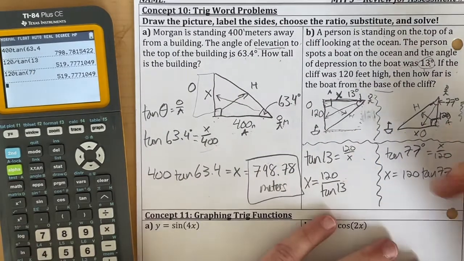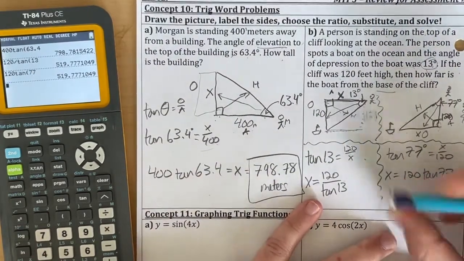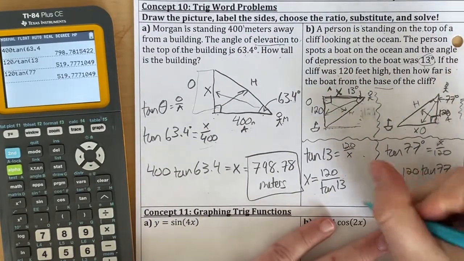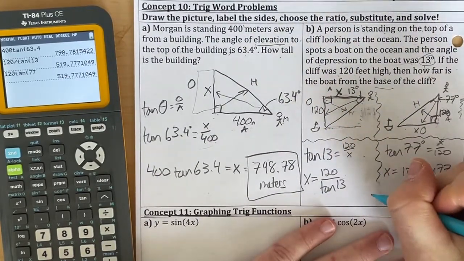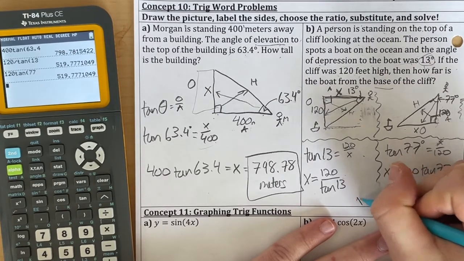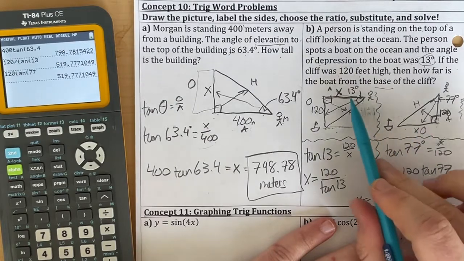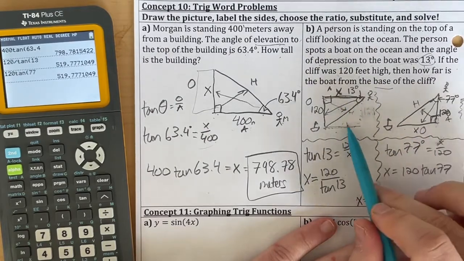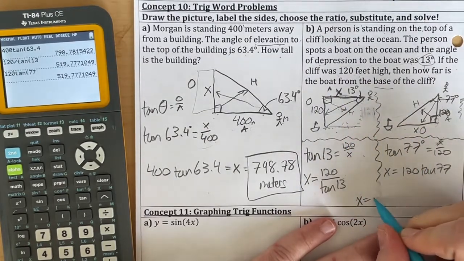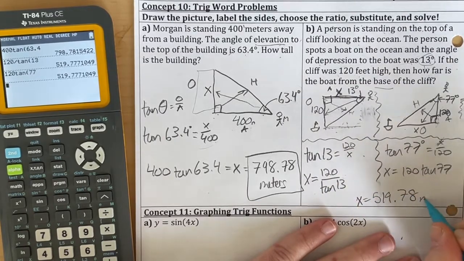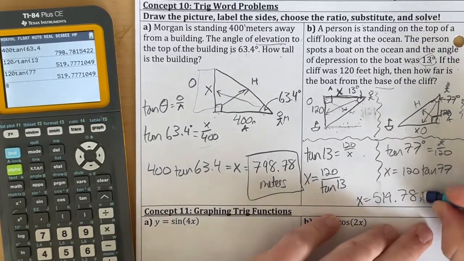Holy smokes. So always have faith and confidence in yourself. I'll be able to prove why that answer is correct, but notice how it's still the same, even though it looks like it's different. We know these two sides are going to be the same. So x is going to be 519.78 meters, or sorry, it was feet.